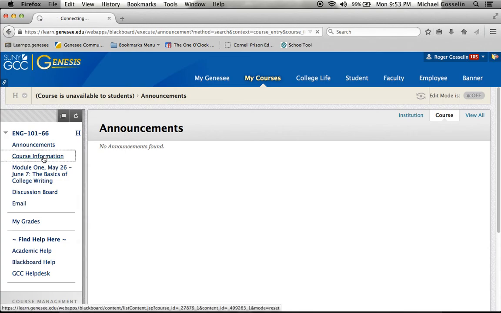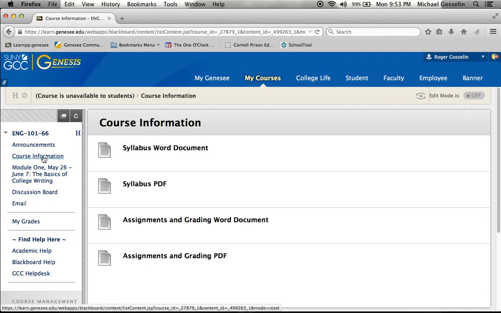Course information. The syllabus. You can either open it as a Word document or a PDF. And there's a separate file for assignments and grading as a Word document or a PDF. I would recommend you open one of these, a syllabus and an assignments and grading document, and print them so you will have them printed. Let's go back over here. I'll come back to this in a second.